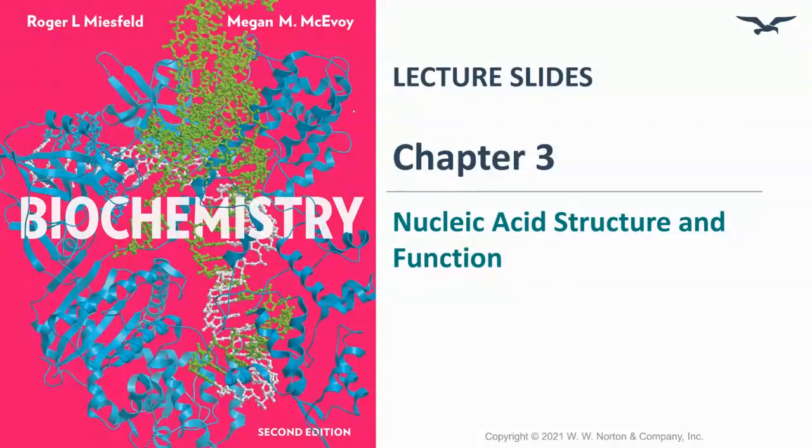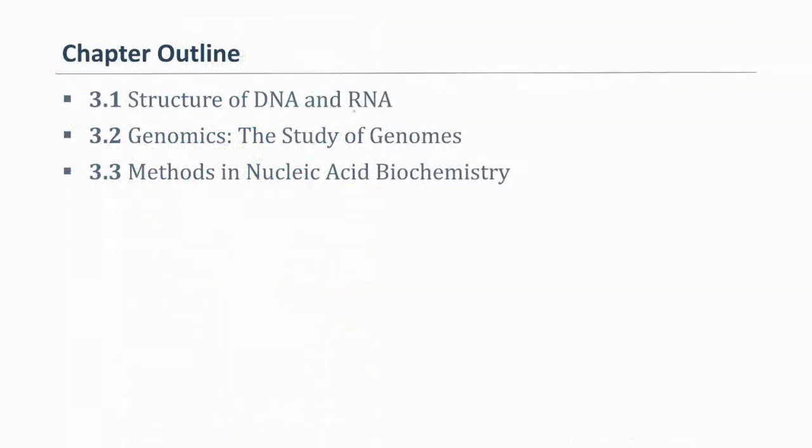Okay, chapter 3, nucleic acid structure and function. In this chapter, we will go through the structure of DNA and RNA, which will be the fundamental knowledge of the nucleic acid. The nucleic acid is the monomer for the polymer, the whole DNA molecule, RNA molecule. And also we will discuss genomics and the methods in nucleic acid biochemistry.